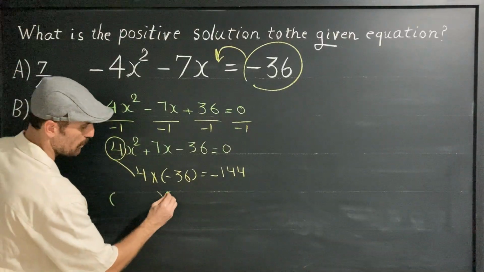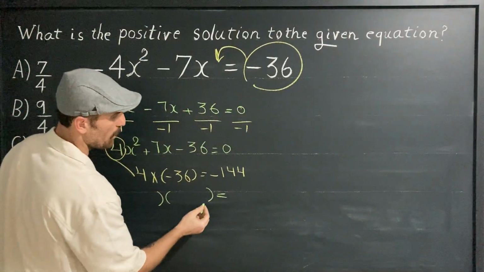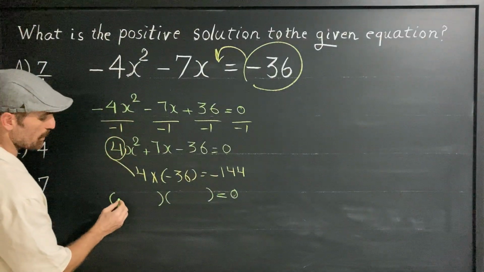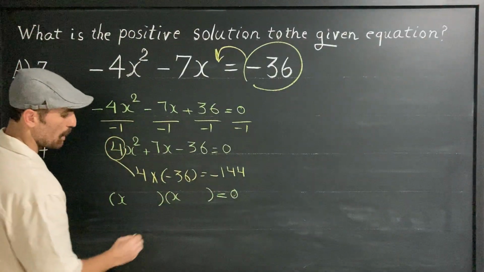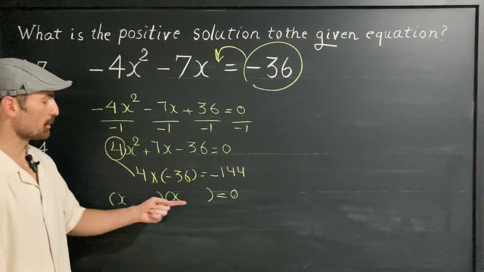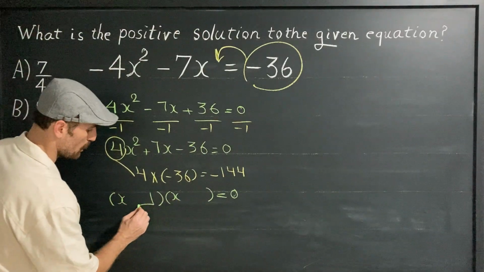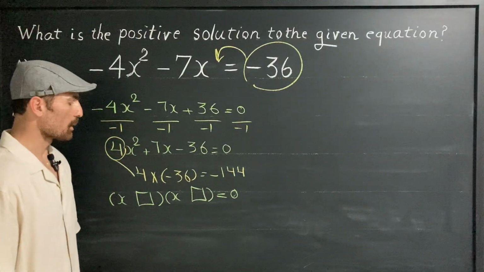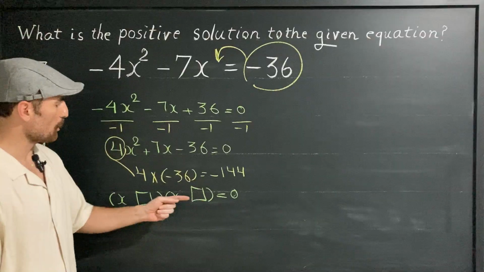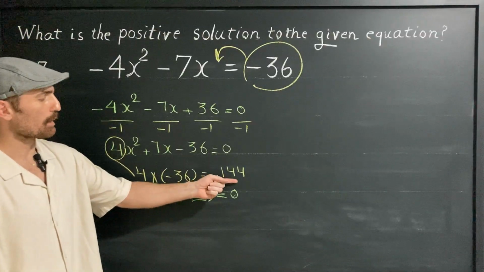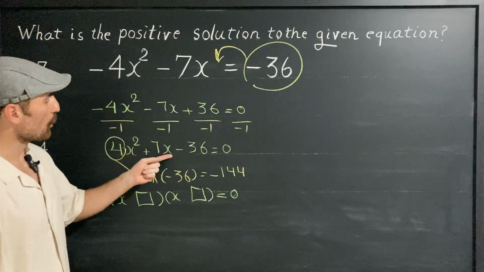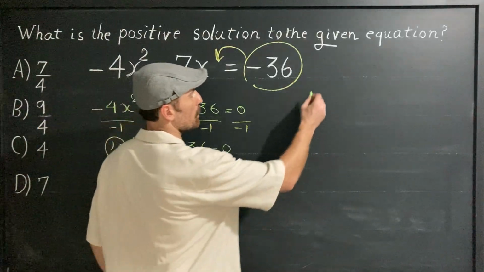Now, rewrite the equation as a product of two factors. One factor, two factors. Right side we have 0. The first term of each factor is x. But how can we find the second term of each factor? We need a number here, a number here. Do not forget, the product of these two numbers is negative 144, and the sum of them is the coefficient of x.